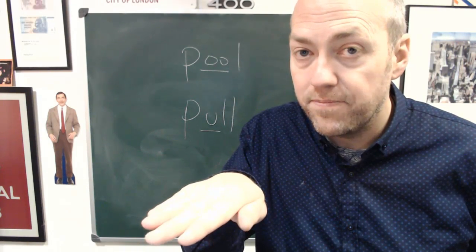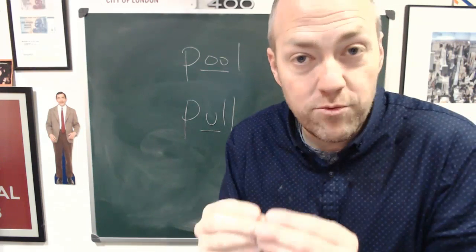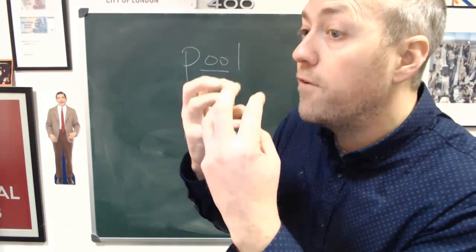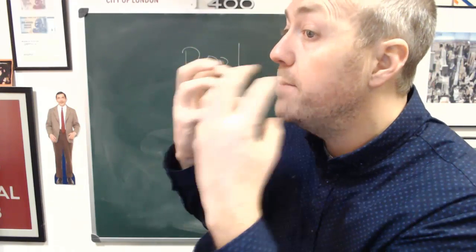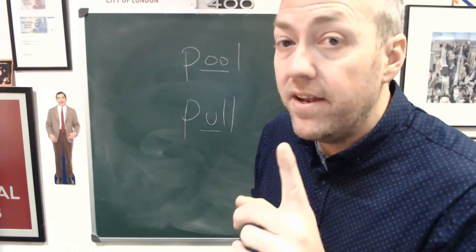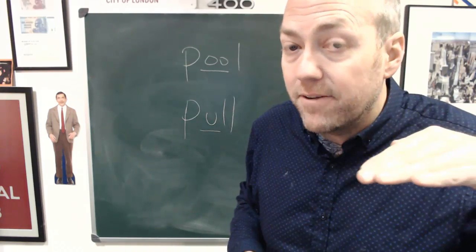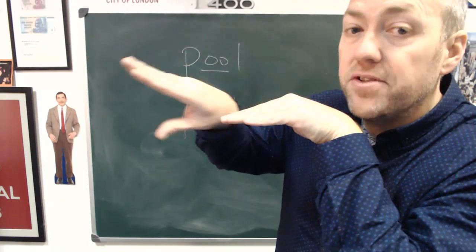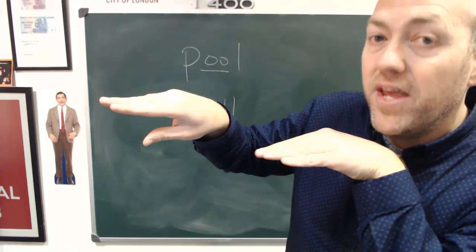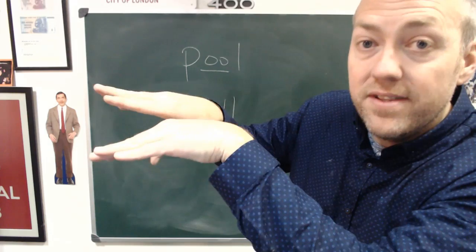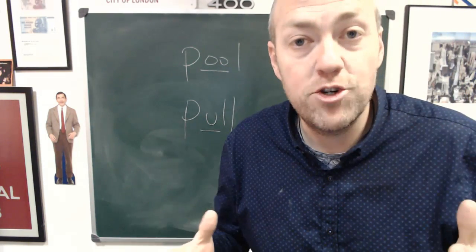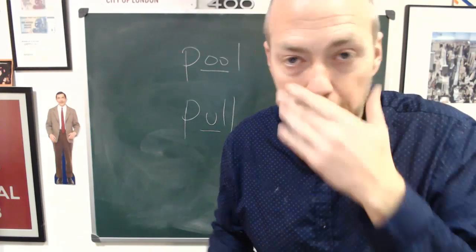Now, in general, in English, if we have lips forward, then we have the tongue back. So we have this movement. If the lips are forward, the tongue is back. And if the tongue is forward, then the lips are back. Okay, this is a general pronunciation rule in English.